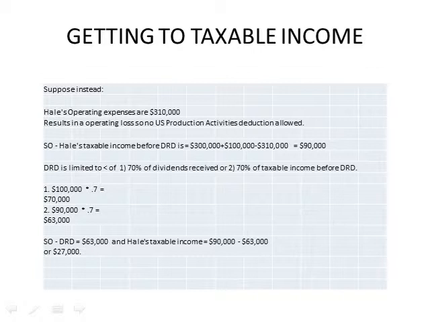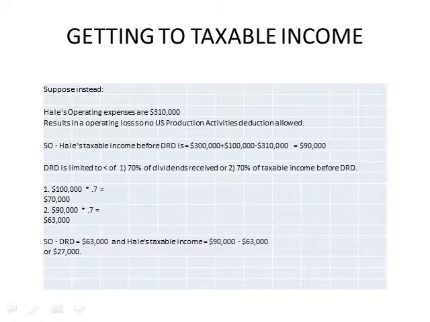In this case, we had a net operating loss resulting from U.S. production activities income and operations. We had a loss of $300,000 in income minus $310,000 in operating expenses, or $10,000. So no production activities deduction is allowed.